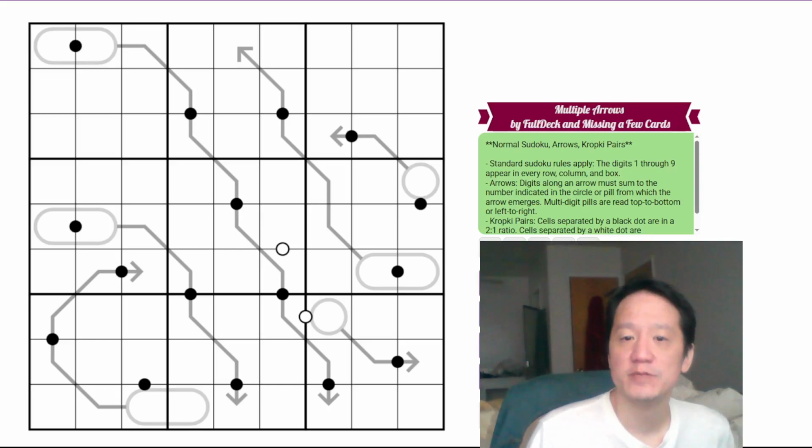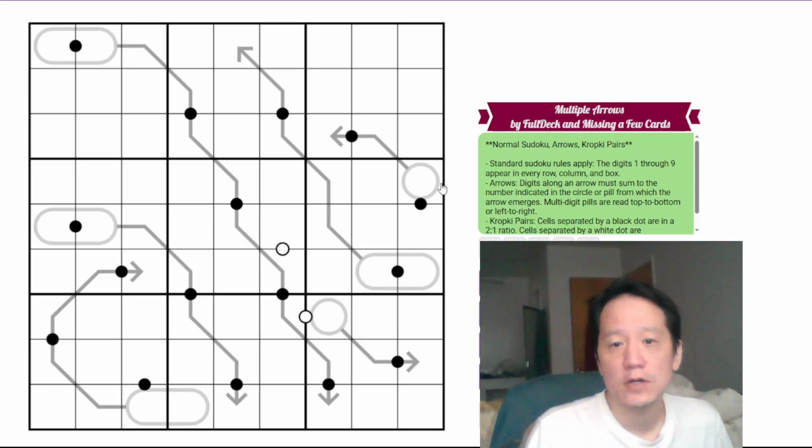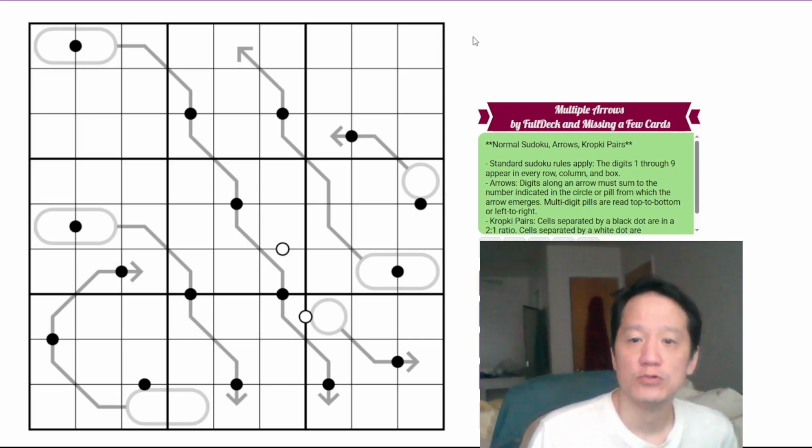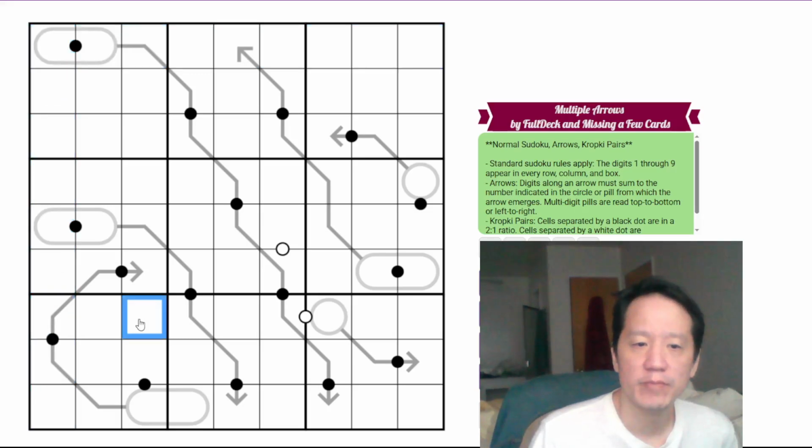Today's very easy puzzle is called Multiple Arrows by Full Deck and Missing a Few Cards. And here are the rules. Normal Sudoku, arrows, and crop key pairs. So we have standard Sudoku rules apply, where the digits 1 through 9 appear in every row, column, and box.